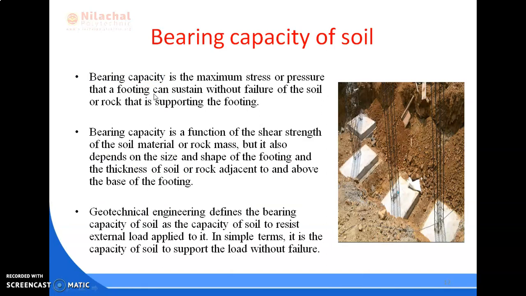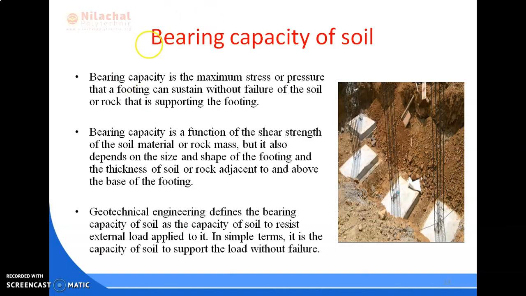Next, let us discuss the bearing capacity of soil. Bearing capacity is the maximum stress or pressure that a footing can sustain without failure of the soil or rock that is supporting the footing. Also, the bearing capacity is a function of the shear strength of the soil material or rock mass. But it also depends on the size and shape of the footing and the thickness of the soil or rock adjacent to and above the base of the footing.